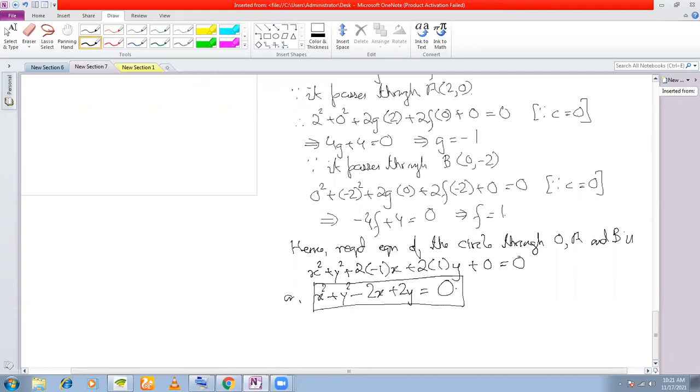Also, what you see is, because this circle passes through the origin, do you see any constant term in this? You only have x square, y square, x and y. There is no c here. So any circle that passes through the origin, remember, will not have a c. Okay.